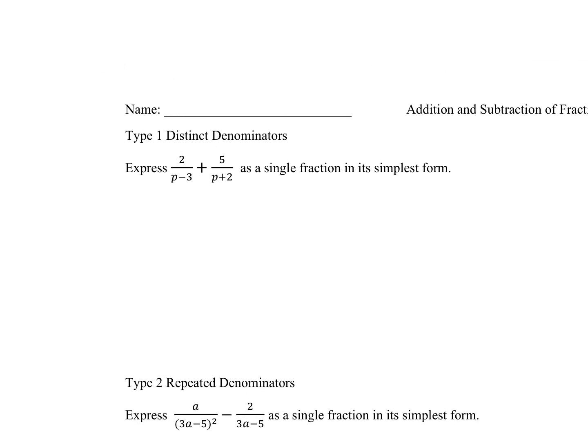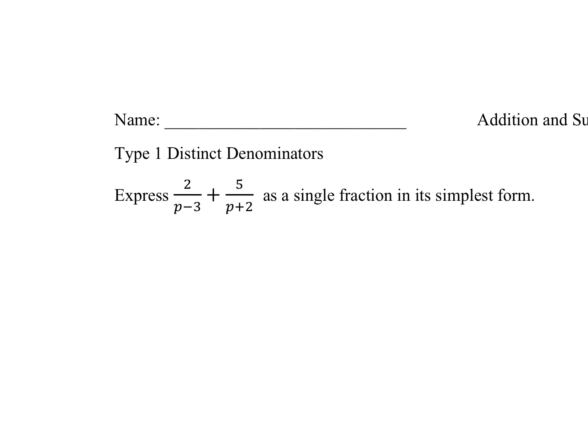This type is on algebraic fractions with distinct denominators. For distinct denominators, you will notice that, for example, over here, the denominator is p minus 3 and the other denominator is p plus 2. They are totally not the same, so they are called distinct denominators.